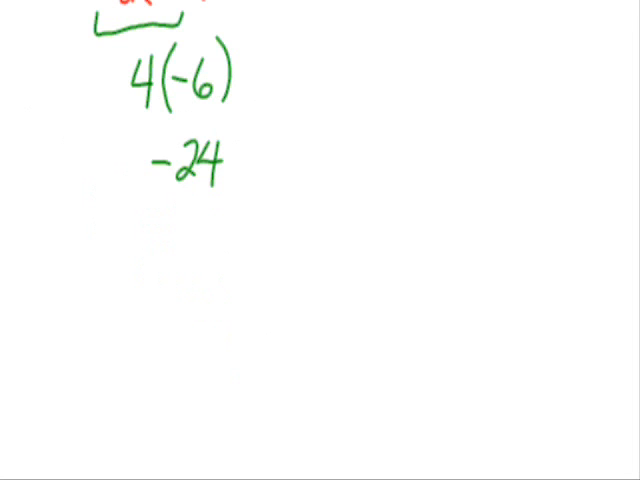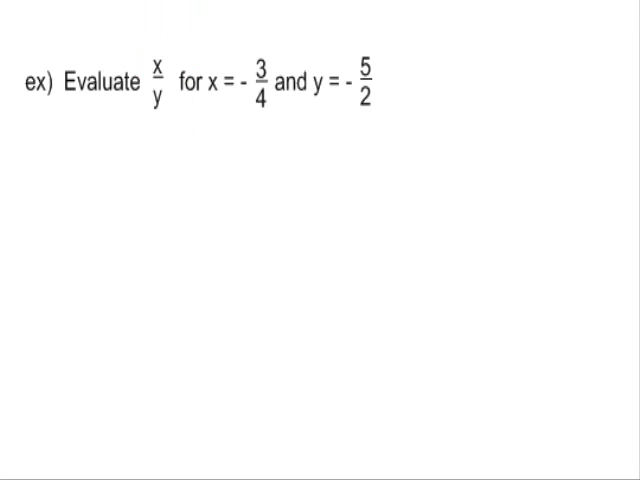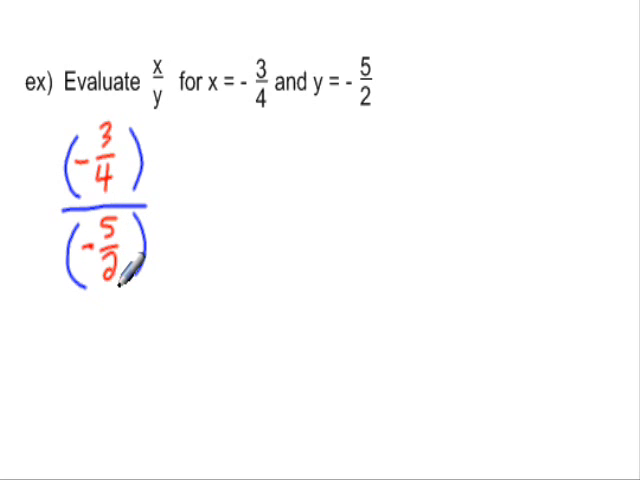Let's look at a more complex evaluation problem. This time we're going to be evaluating x over y when x is negative 3/4 and y is negative 5/2. So again, we're going to be replacing our variables with parentheses. So for x, we're going to write negative 3/4. For y, we are writing negative 5 over 2.